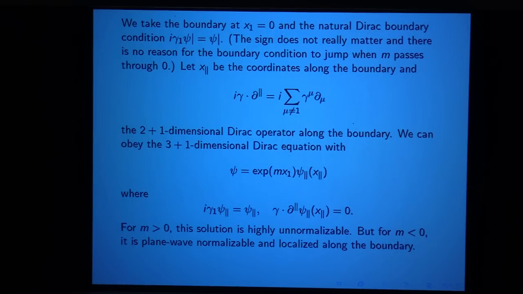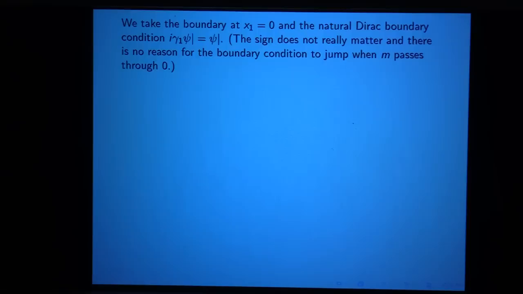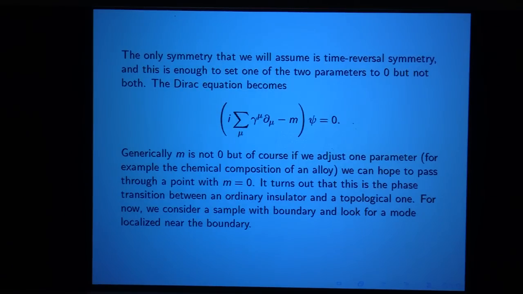So the reason this solves the complete Dirac equation is that all the boundary derivatives go away, because I assume psi parallel obeys the boundary Dirac equation. So we're left only with x1 derivatives. And the x1 part of the Dirac equation is also satisfied because I gamma 1 psi is psi, that was part of what we assumed. And then I've chosen m so that d1 psi is m psi.